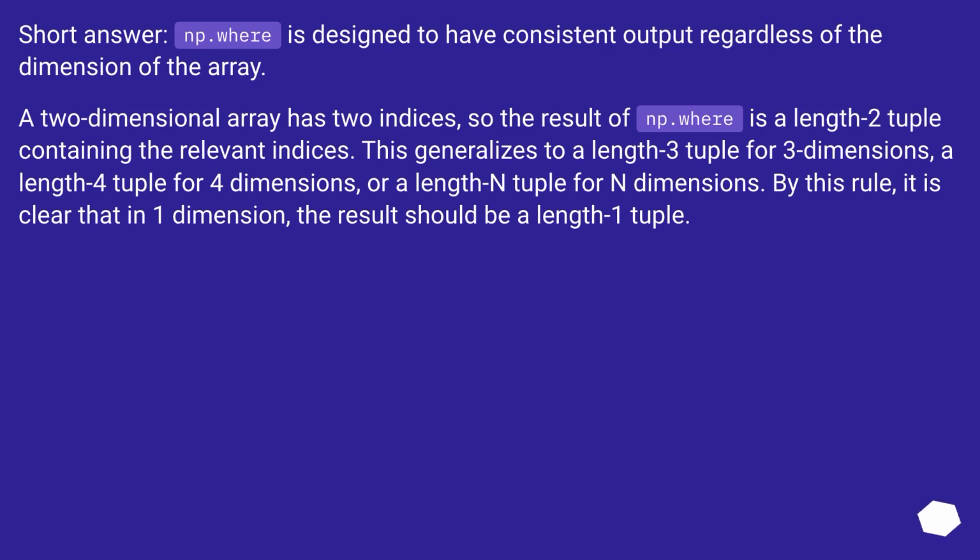Short answer, np.where is designed to have consistent output regardless of the dimension of the array. A two-dimensional array has two indices, so the result of np.where is a length 2 tuple containing the relevant indices. This generalizes to a length 3 tuple for 3 dimensions, a length 4 tuple for 4 dimensions, or a length n tuple for n dimensions. By this rule, it is clear that in one dimension, the result should be a length 1 tuple.